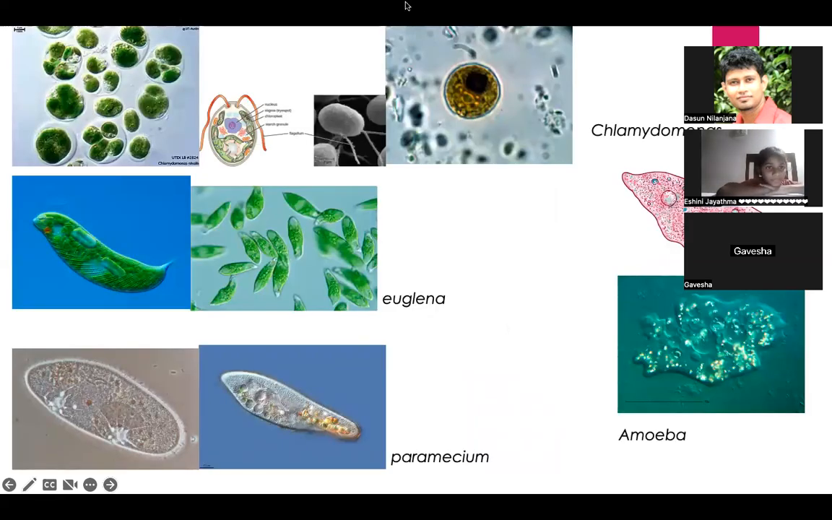And here you can see some pictures of them. Actually, when you are looking using a microscope today, mostly you can see colorless images, but this euglena and the algae, you can see the green color too, because they have special properties. They have chlorophyll sometimes. So that is why they are green.